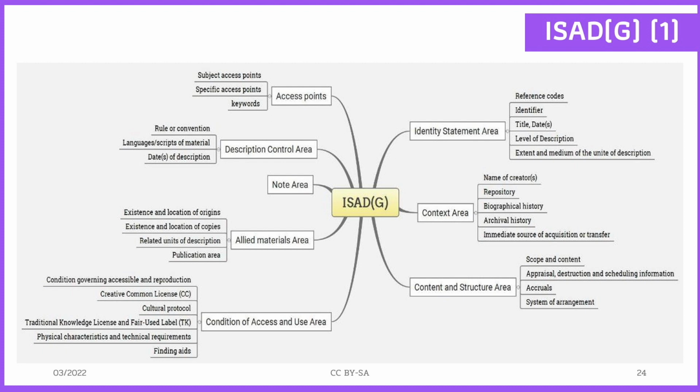It describes the different identifiers that are unique to the document that we can use for retrieval, including the sub-elements reference code and title. The context area provides information about the context of the document: name of creator, bibliography, history, and archival history.